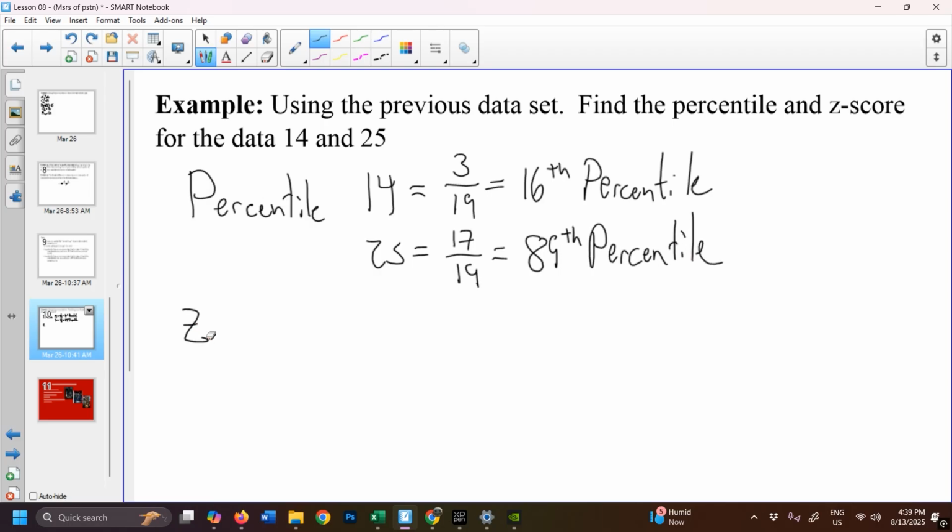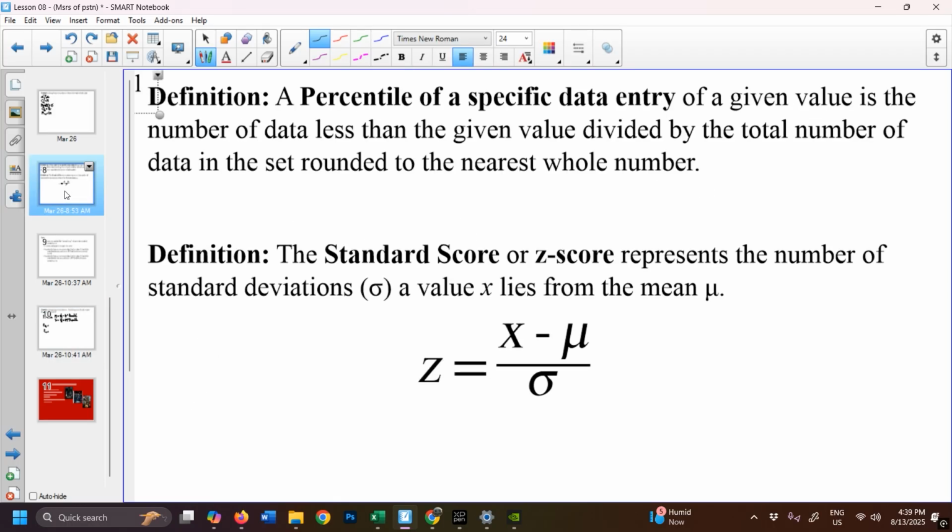Now to find the z-score for 14 and the z-score for 25, let's check the definition. A standard score or z-score represents the number of standard deviations, which in this case is the lowercase sigma, a value x lies from the mean, which is lowercase mu. So here, the x value is the values that we're looking for. For this formula, we're going to plug in 14 and 25, and then the mean will go here and the standard deviation will go there. Now we don't know those values, so let's use Desmos to calculate them.